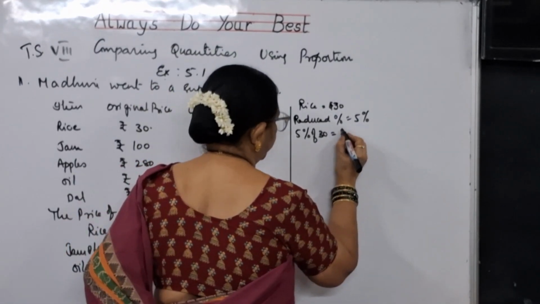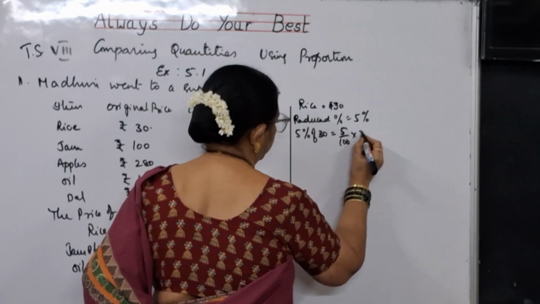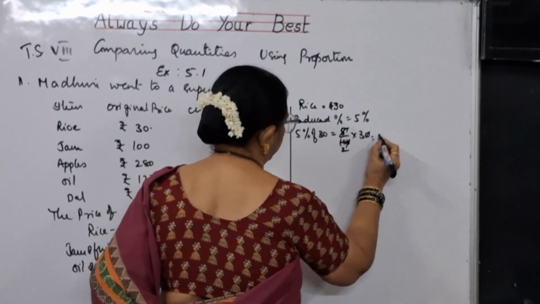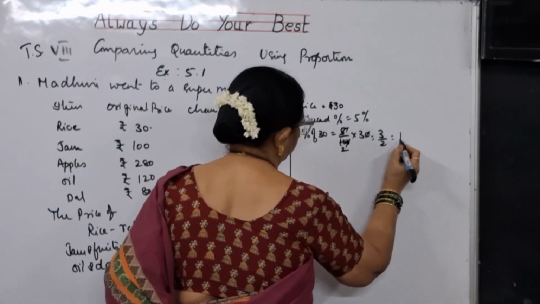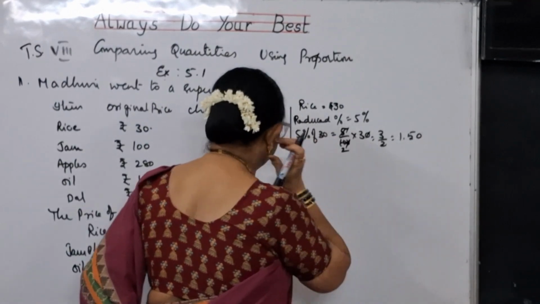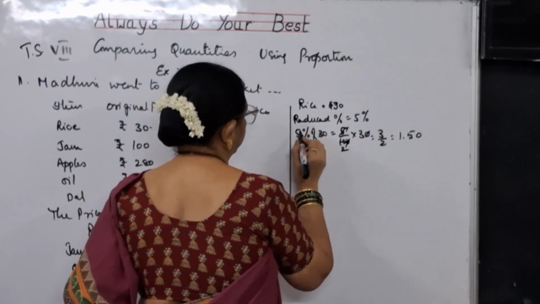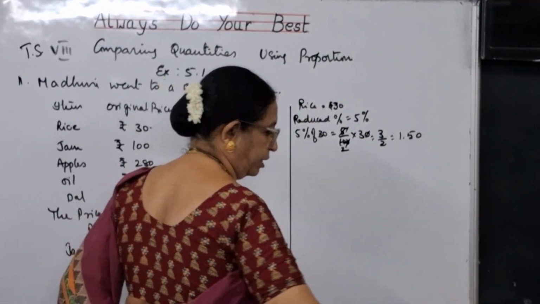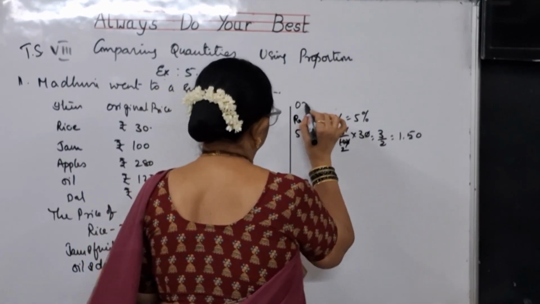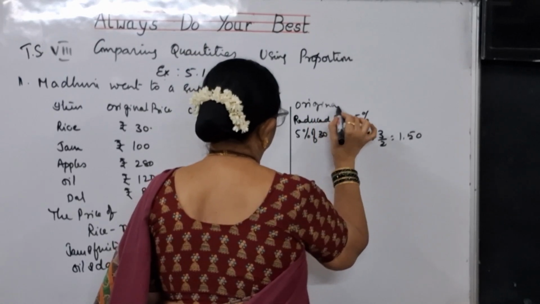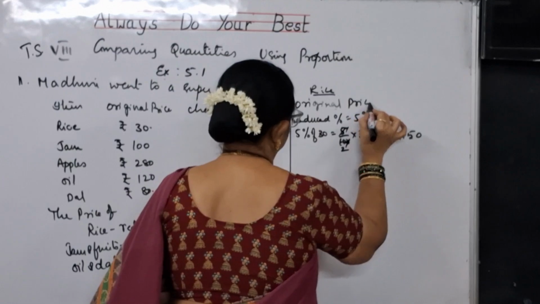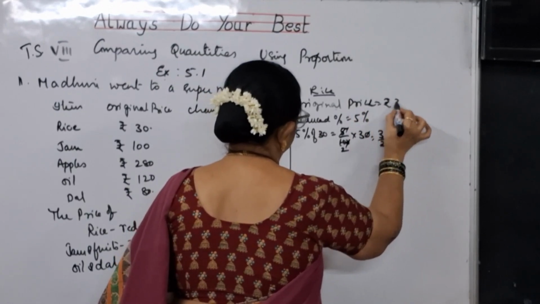That means 5 by 100 into 30. 0 and 0 will get cancelled. 5 ones are 5, 5 twos are 10. This is 3 by 2. 2 ones are 2, 2 fives are 10. 1.5. 1.5 means rupees, 50 paisa. So this is original price. Original price is 30 rupees. I'll write it here as original price. This is rice. I am talking about rice. Original price is rupees 30.